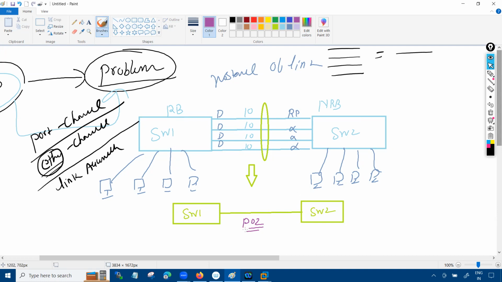When I convert these 4 links into 1 link, I need to define the name of this logical link. And that logical name is called a port channel. It could be any number.